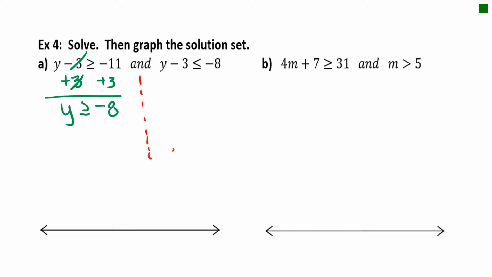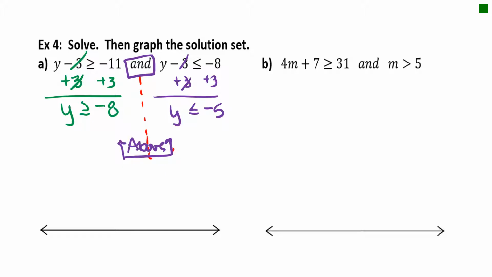Don't graph it yet. Over here, I'm going to add 3 to both sides. The -3 and the 3 cancel. You have y, bring down your less than or equal to -5. So what is the word? And that means I'm going to graph above the graph. -8 is smaller than -5, so I'm going to put -8 first, then I'm going to put -5.